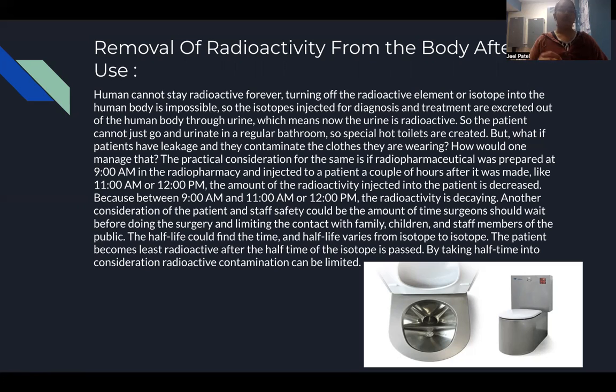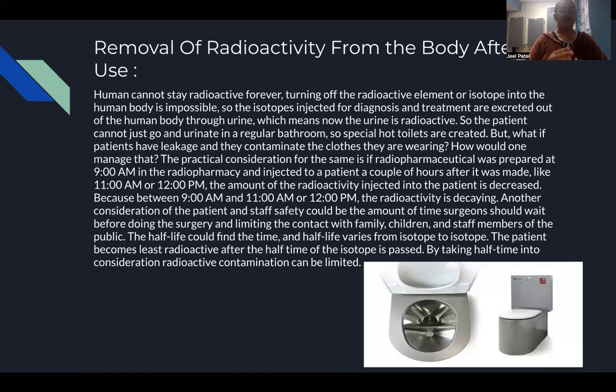The person who was treated or diagnosed through radioactivity will still have radioactive urine. You cannot allow the person to just go to a normal toilet and urinate, because it would contaminate everybody else who uses the toilet afterwards. So they have come up with hot toilets. It is like a biohazard toilet, only for people who have undergone a radioactive treatment.